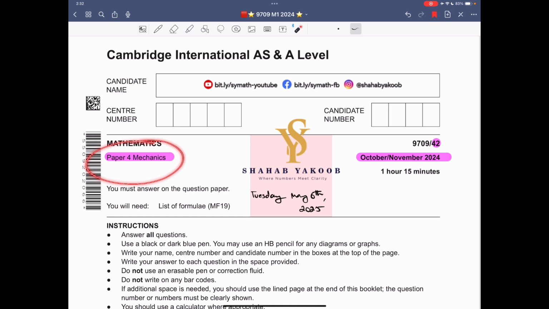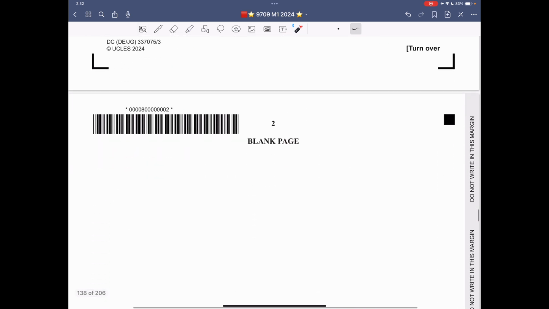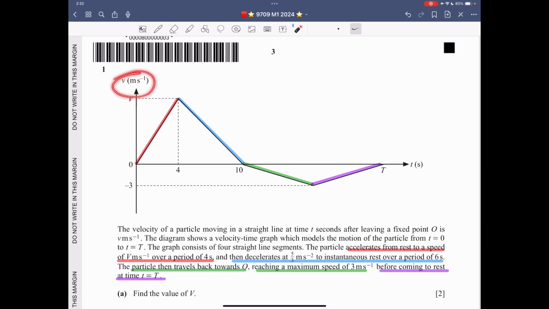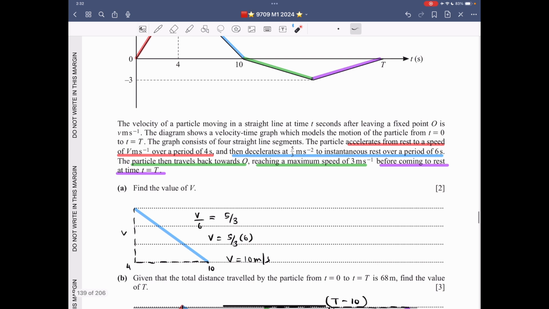In today's video, we are discussing a paper 4, that is a mechanics paper. It's of October-November 2024, variant 42. Let's look at the solution. Question number 1, that looks like a velocity time graph. Yes, it is. And let's read the question.